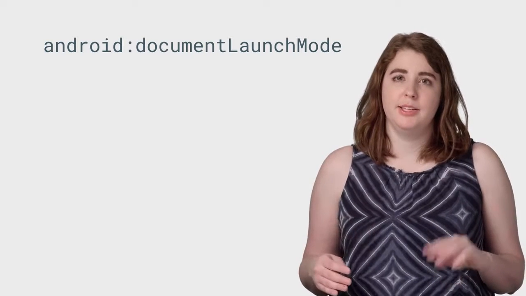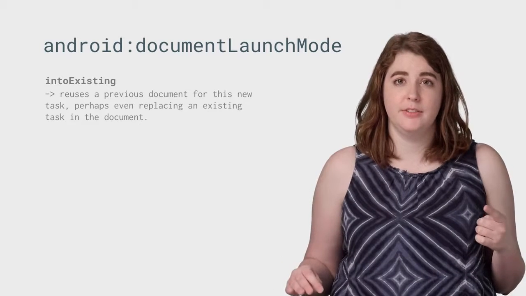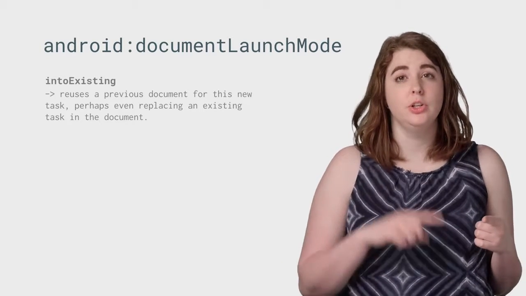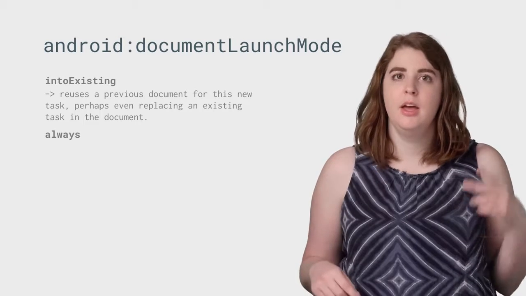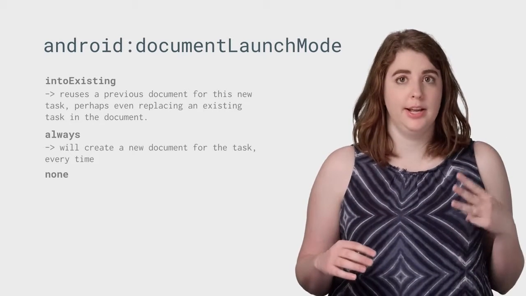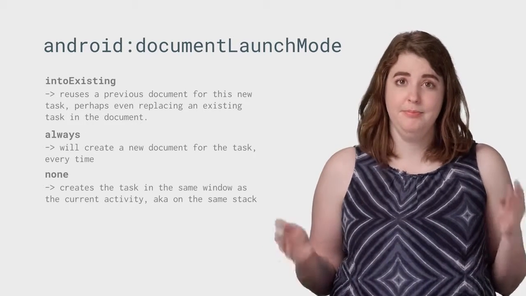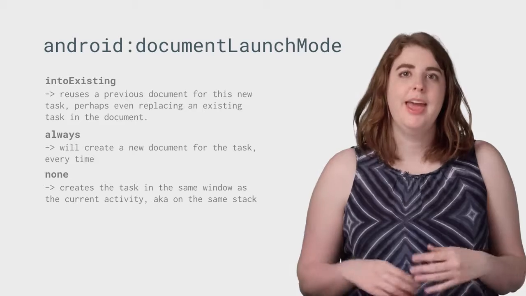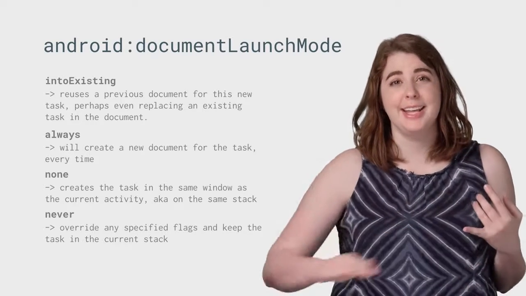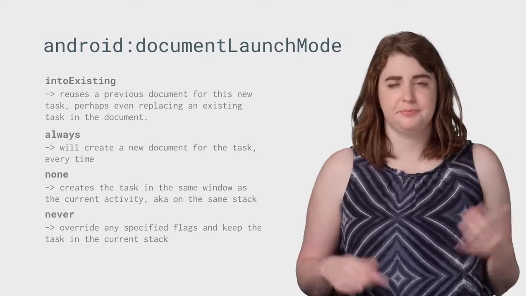Android documentLaunchMode has 4 possible values. intoExisting reuses any existing alternative document for this task, but creates a new task if one does not already exist. always will create a brand new document for the task. none creates the task in the same window as the current activity, aka on the same stack. This is the default behavior, and never serves to override any specified flags and permanently keep the task in the current stack. What specified flags am I talking about?